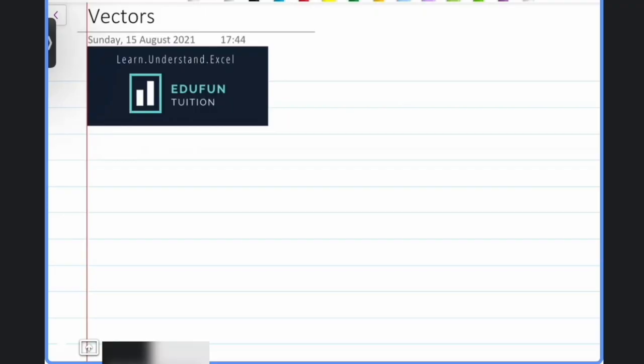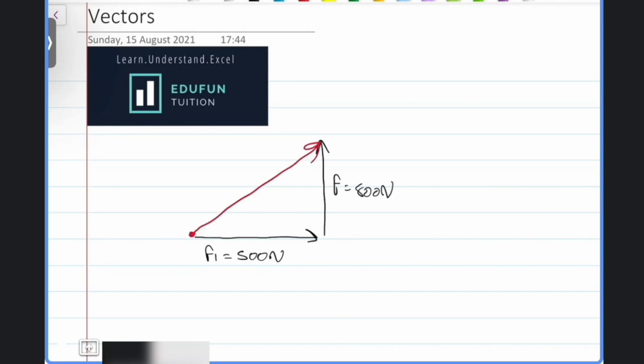When we dealt with vectors before, we actually dealt with this, right? So let's say we had a force going this way of, let's say, 500, and then a force going this way of, let's say, 800. The resultant is always from the starting point to the ending point. So this would be your actual resultant vector or resultant force. And you use Pythagoras to get that.